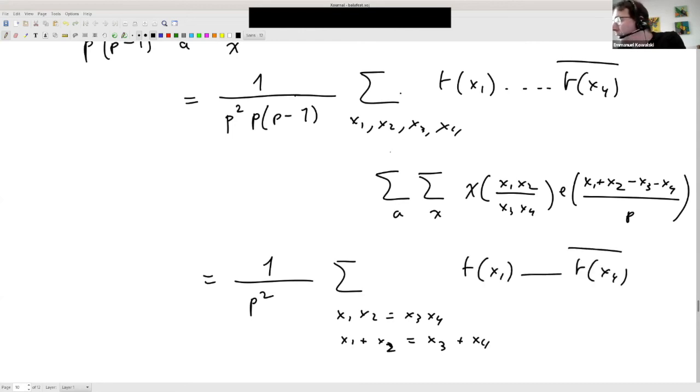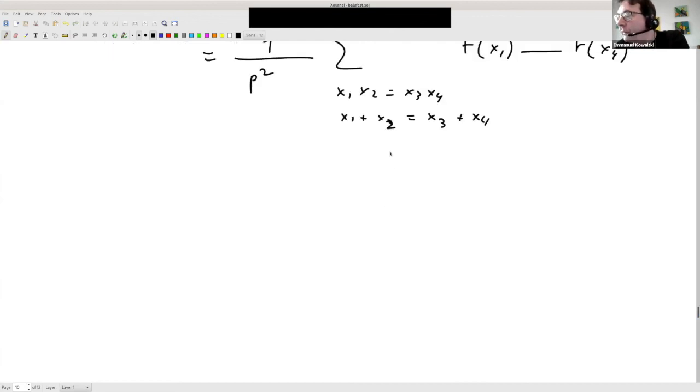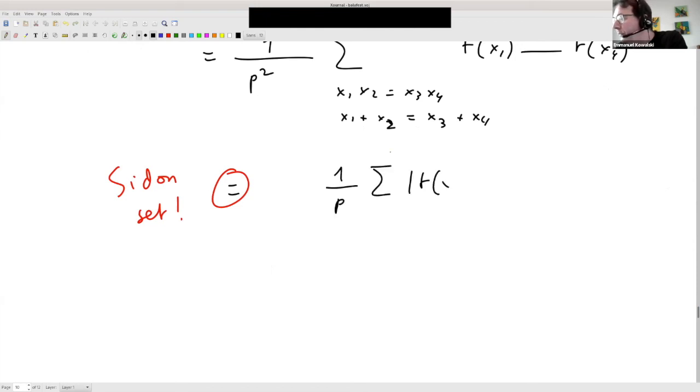Okay. And now, because this is a Sidon set, this becomes just the sum of the modulus of T of x squared, normalized by p, modulus squared, times 2, because of the two possibilities for x1 equals x3 or x4. And in many cases, think of T as being something of modulus 1.